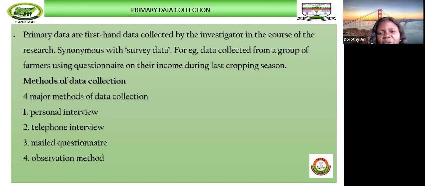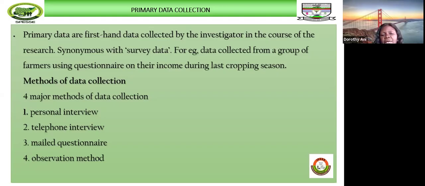Primary data are first-hand data collected by the investigator in the course of the research. It is synonymous with survey data. For example, data collected from a group of farmers using a questionnaire on their income during the last cropping season. So the one you go to collect by yourself, using different instruments, you can use a questionnaire to collect it. It becomes the primary data because you are the first person, the first-hand data. You are the first person that is originating that data. So there are 4 methods of collecting that data.